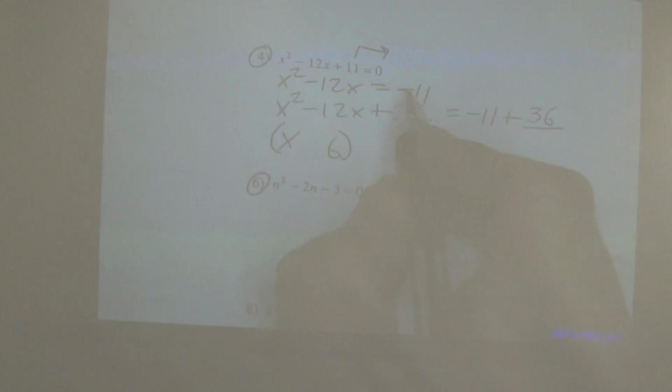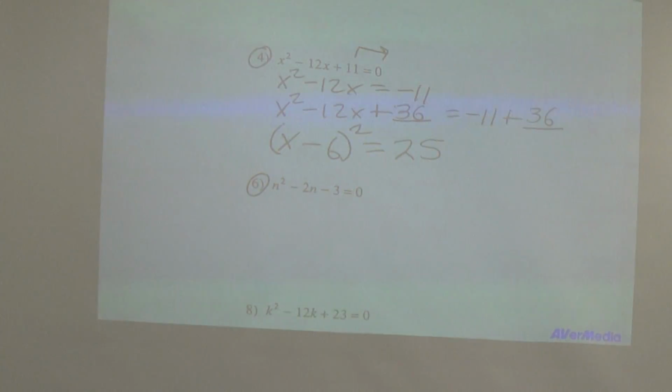Actually, I shouldn't say square root of the last term because that would be incorrect. You don't take the square root of this, you take half of this, which would be negative 6. Okay? It's going to turn out to be the same thing, but it's half of this. And that way you get your sign with it. Half of negative 12 is negative 6. That's squared. Equals what's on the other side, and negative 11 plus 36 is 25.